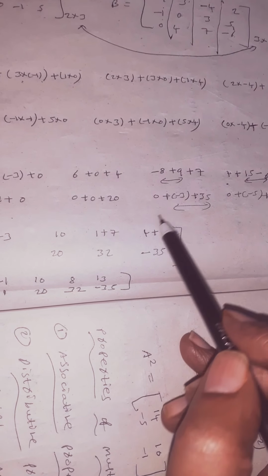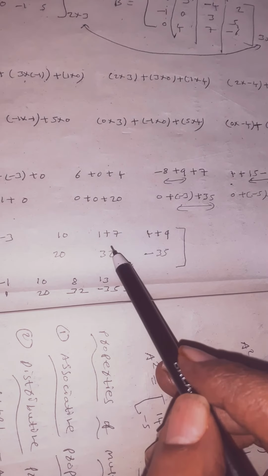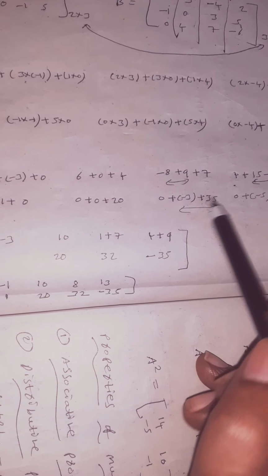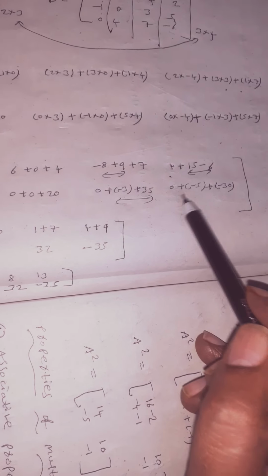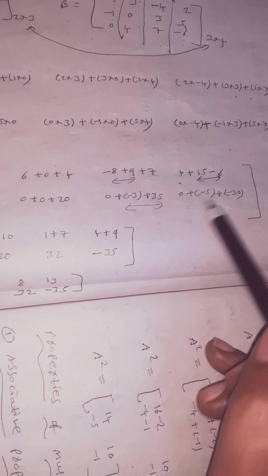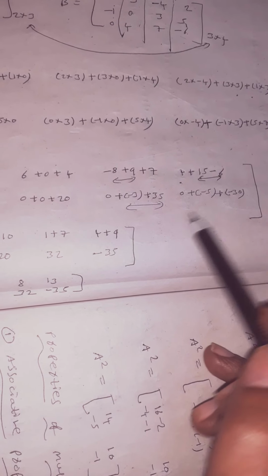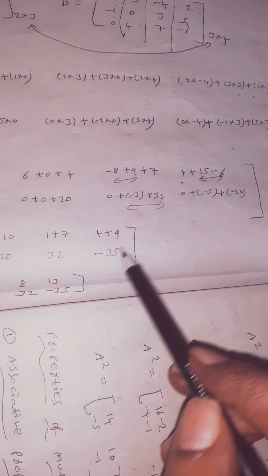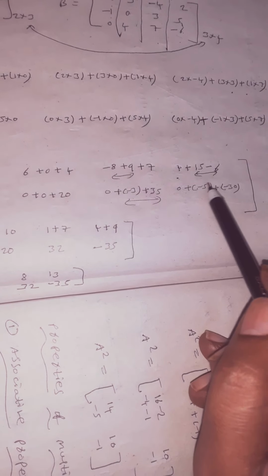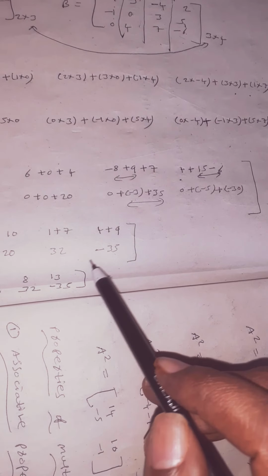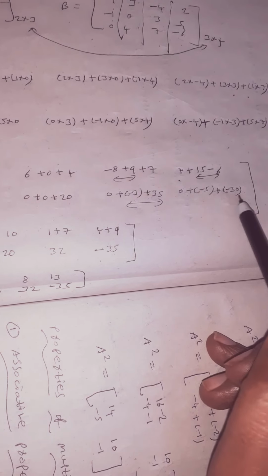So plus into minus is minus. So minus 3 plus 35, how much? The big number has the plus symbol. 35 minus 3 is 32. Next, 0 plus into minus, how much? Minus. Plus into minus, how much? Minus. Minus 5 minus 30, how much? Minus 35. You have to add both negative integers and write the minus symbol. So minus 5 minus 30 is how much?